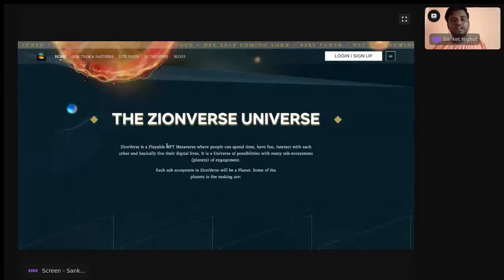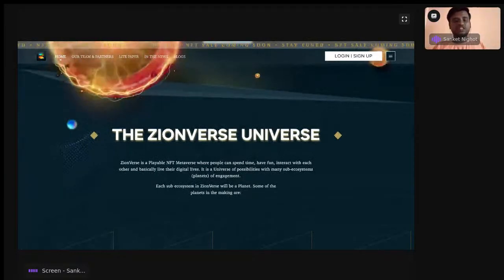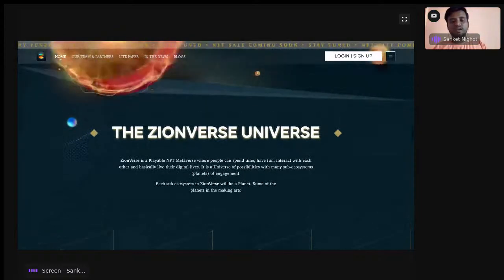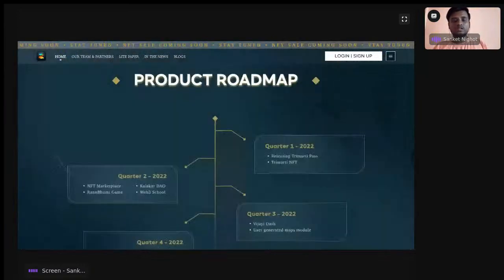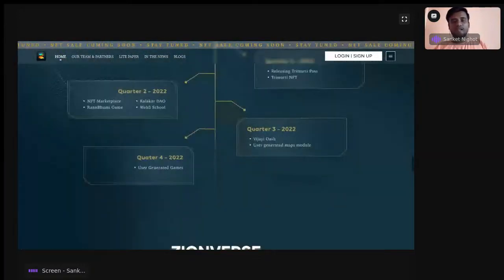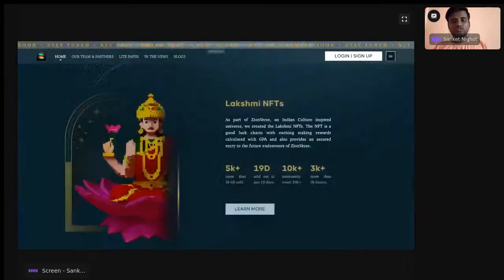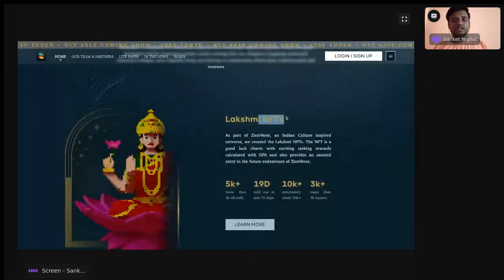Xanaverse is a playable NFT metaverse where people can spend time, have fun, interact with each other, and basically live a digital life. It's a universe of possibilities with many sub-ecosystem planets or engagements. This is how the Xanaverse works, and this is how they're planning their roadmap. They have also launched their Lakshmi NFTs, different NFTs of Lakshmis.